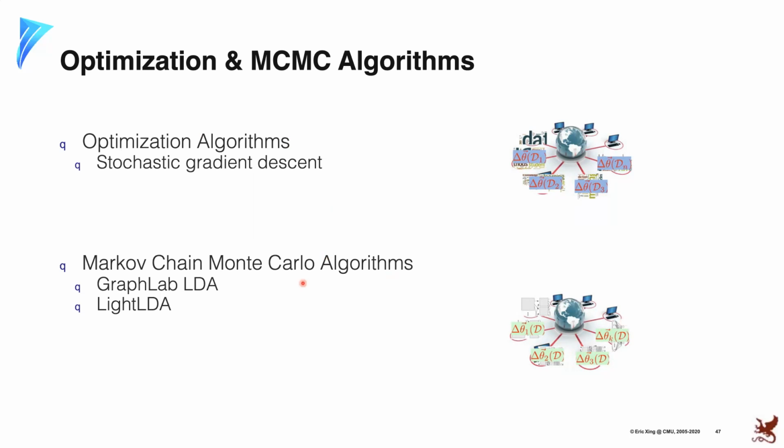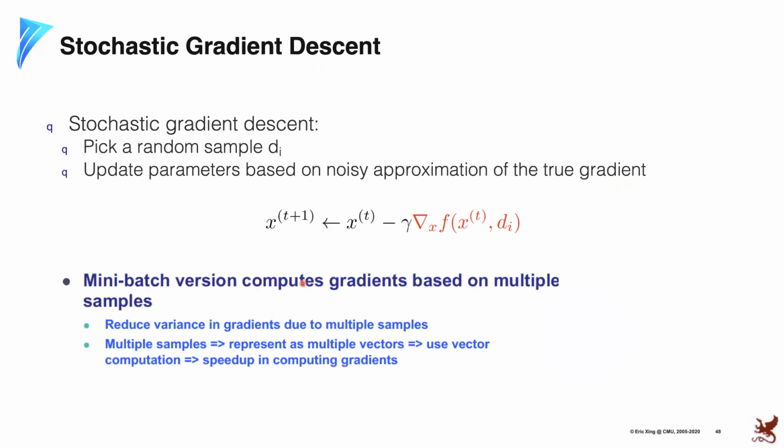And the second one, I'm going to introduce the parallelization for MCMC algorithm. And I will take the example of the LDA model where we have two algorithms, where the first one is called GraphLab LDA, and the second one is called LightLDA. So now let's first look at the parallelization for stochastic gradient descent.